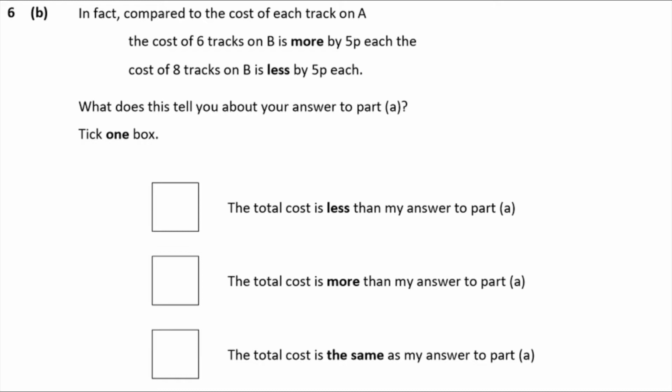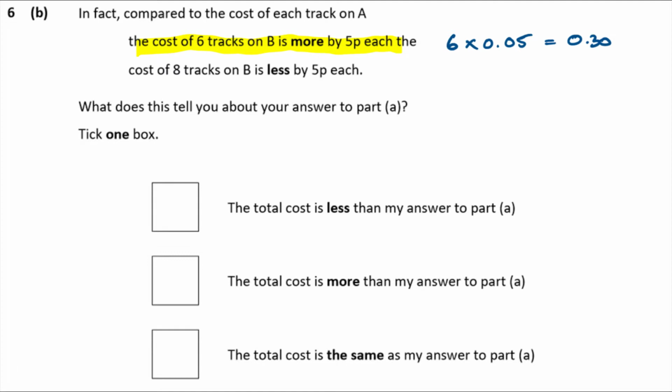Okay, well, let's do this one step at a time. We knew the original cost was, what we worked out was £11.20 or something, wasn't it? Now here it says the cost of 6 tracks is going to be more by 5 pence. So this is going to have an impact on the overall cost of the album, isn't it? It's going to be 6 lots of 5 pence more expensive. Sorry, 5 pence, not 50 pence. So 6 lots of 5 pence. What's that? That's 30p, isn't it? So that's going to add 30 pence to the overall cost of the album.